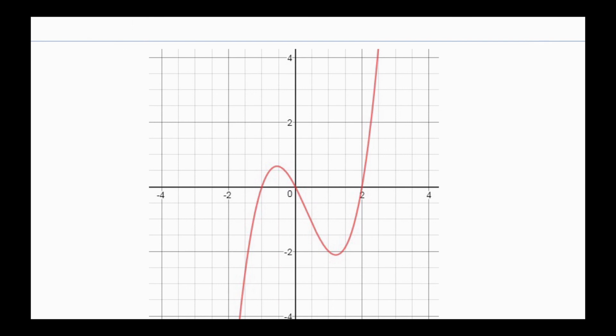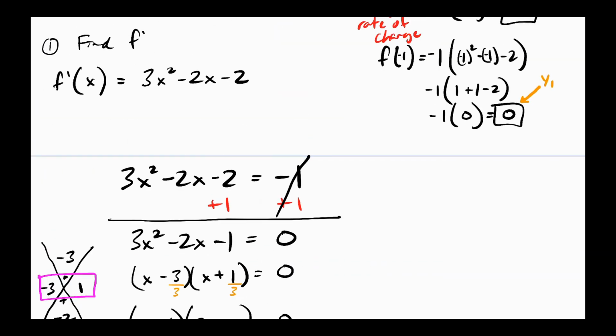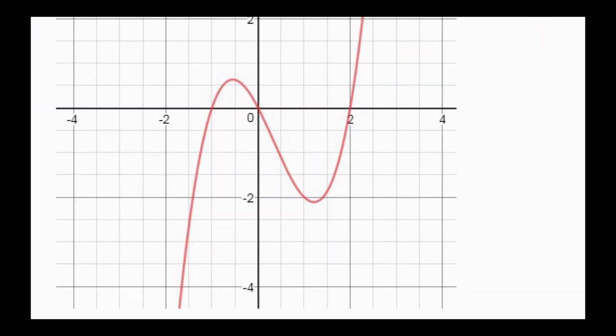This is the graph of what we just graphed. I want to show you how it applies. So our average rate of change is from -1 to +1. At -1, we had this dot here, and at +1, we're right here, right?